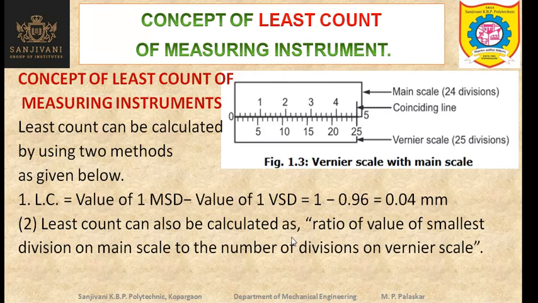The least count can also be calculated as the ratio of the smallest division on the main scale to the number of divisions on the vernier scale. The smallest division on the main scale is 1 millimeter and the total number of divisions on the vernier scale is 25. So 1 upon 25 is also 0.04 millimeter. So you see that the least count is the same by both methods.